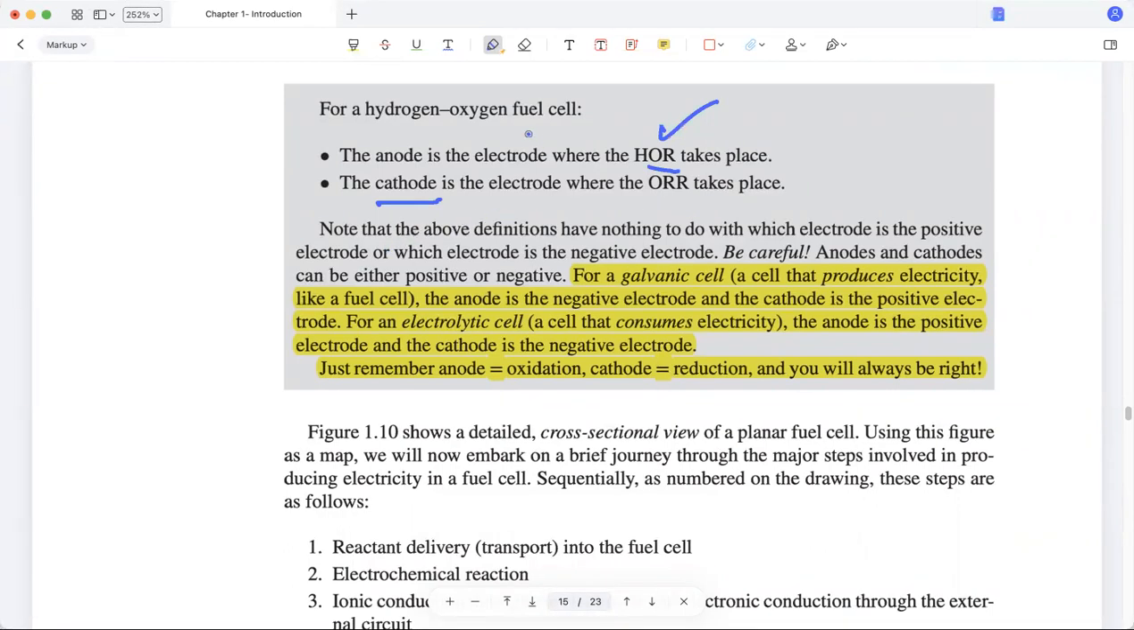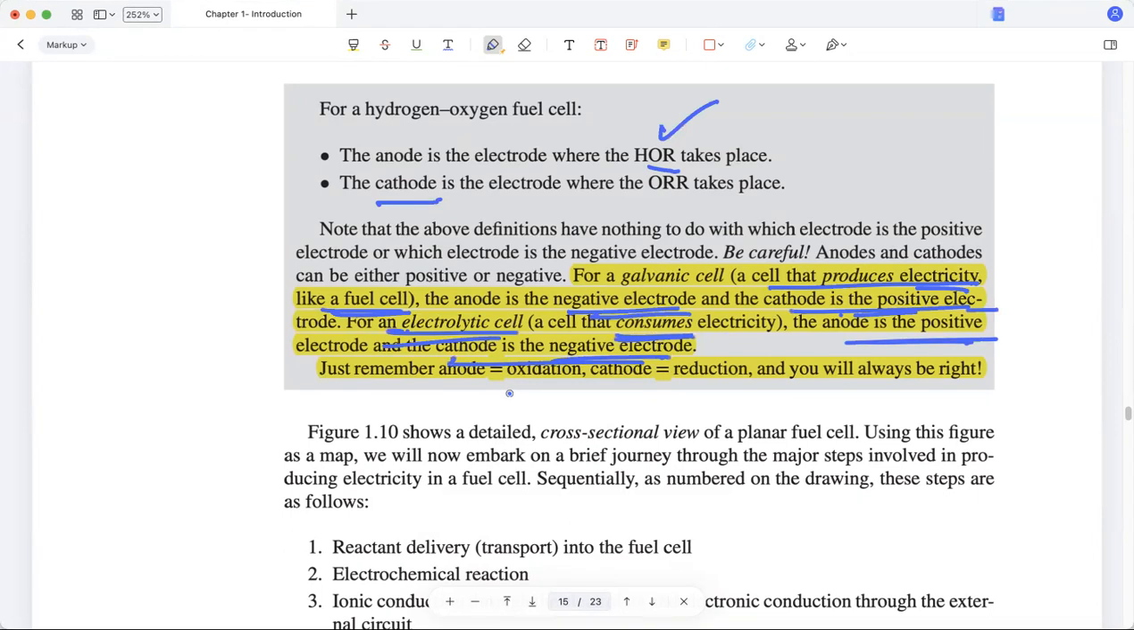Note that the above definitions have nothing to do with which electrode is the positive electrode or which is the negative electrode. Be careful. Anodes and cathodes can be either positive or negative. For a galvanic cell, a cell that produces electricity, like a fuel cell, the anode is the negative electrode and the cathode is the positive electrode. For an electrolytic cell, a cell that consumes electricity, the anode is the positive electrode and the cathode is the negative electrode.